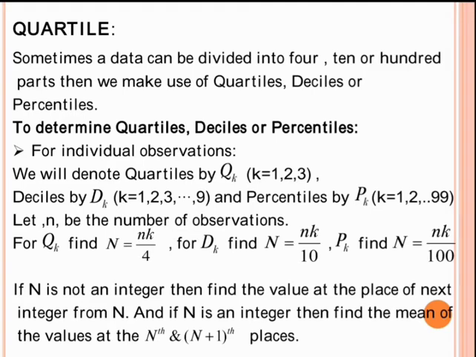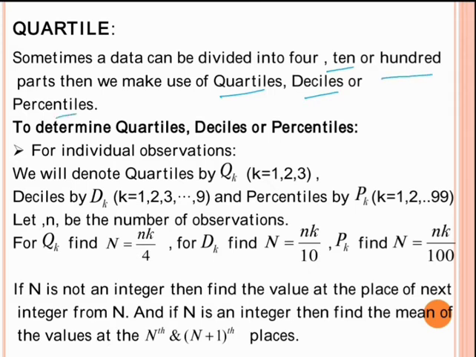So first let us see what is quartile. Sometimes our data can be divided into 4, 10 or 100 parts, and then we make use of quartiles, deciles or percentiles. From these two lines we can say that when data is divided into 4 parts, then we use quartiles. When it is divided into 10 parts, then we use deciles, and when the data is divided into 100 different parts, then we say percentiles.